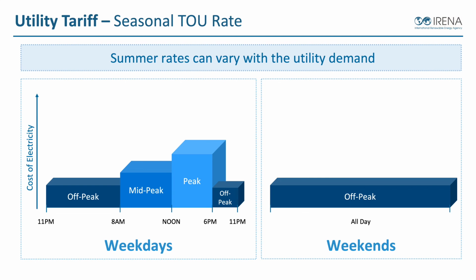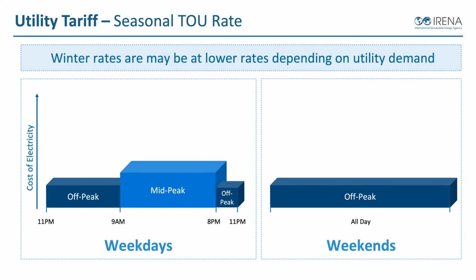So we see this example. We have a mid-peak during the day, and from noon to 6, this higher peak when it's hottest out and when air conditioning is running, not only in our homes, but in businesses and industrial applications as well. Some utilities carry that through the weekend, and some give a reduced off-peak weekend price. So that's a summer rate structure for time of use ratings.